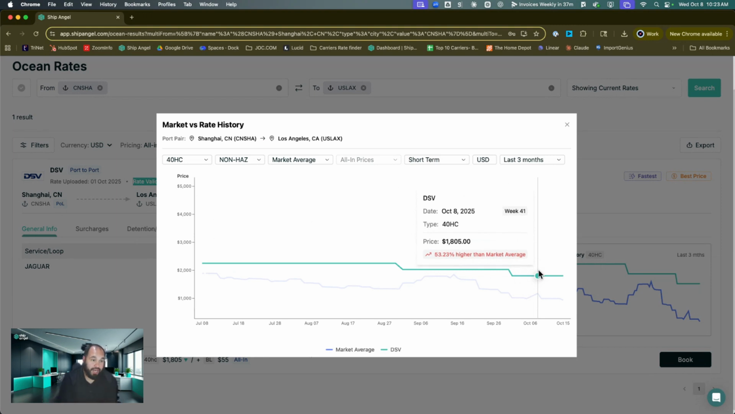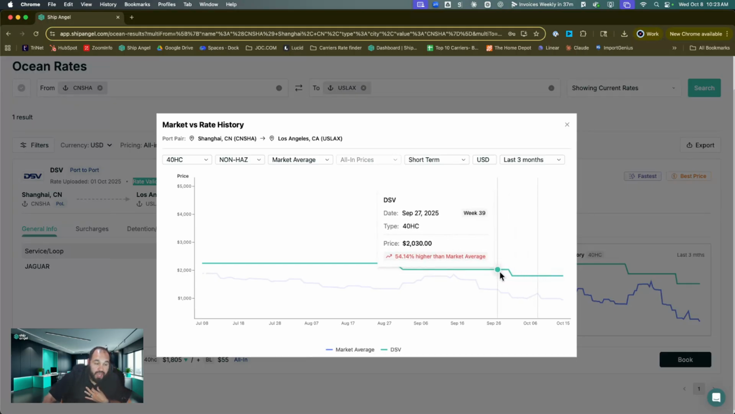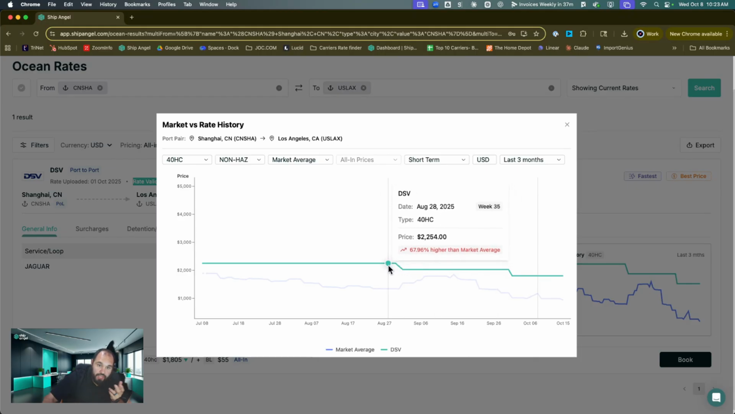Today, Shanghai to LA, my rate's $1,805. I, as a procurement manager, would look at the historical view of this rate and say, hey, my rate used to be $2,000. Previous to that, it was $2,200. I've done a good job of making sure my rates go down. Maybe I've negotiated better. But even though my rates have come down over time, they're still above the market rate. I'm still leaving money on the table that I could be saving.